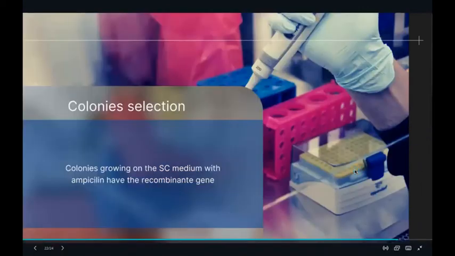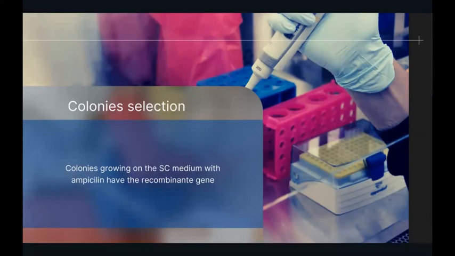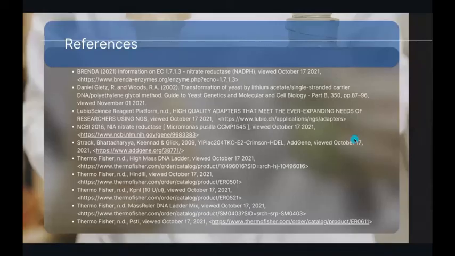And for the selection of colonies, it is expected that only the yeast cells that have the recombinant vector will grow in the SC media with ampicillin, and those cells will be used for further multiplication. And these are our references.